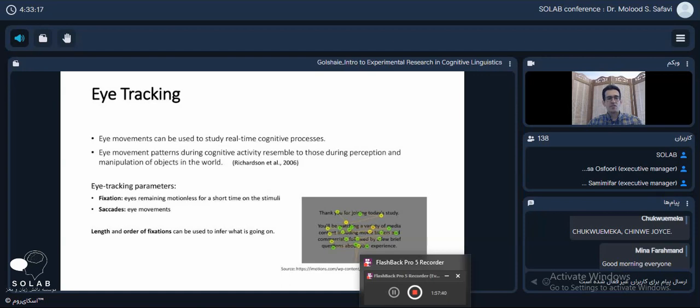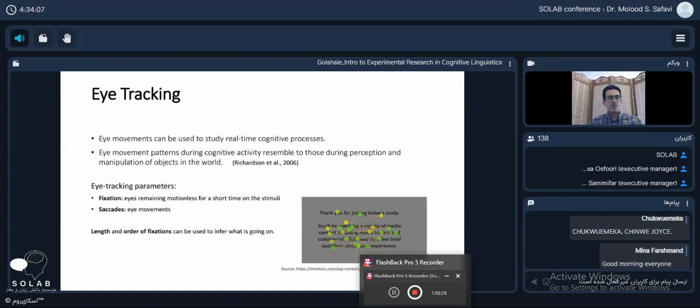Two main parameters of eye tracking are fixations and saccades. Fixations are, in fact, the eyes remaining motionless for a short time on the stimuli. For example, in this picture, you can see the yellow and green circles, which show the fixation locations of the eyes. And saccades are the movements of the eye. So you see the yellow lines connecting the circles, and those are saccades.